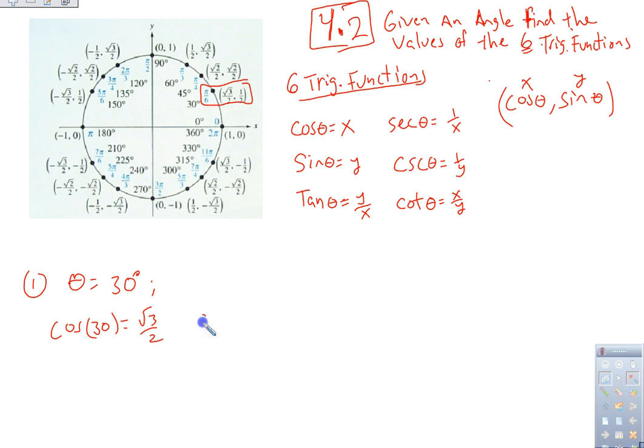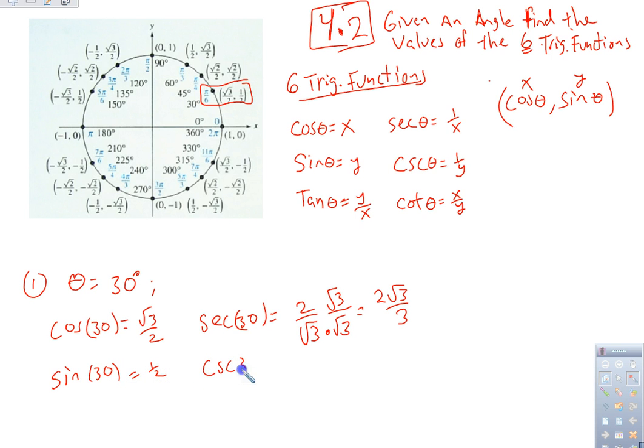Its reciprocal secant, and once again, let me just put the 30 degrees, since we know the angle, is 2 over radical 3. And of course, we can simplify this. We should simplify by multiplying by the square root of 3 top and bottom. And if we do that, we get 2 square root of 3 over 3. So that's secant. Sine of 30 would be 1/2. Its reciprocal cosecant would be 2 over 1, or just 2.